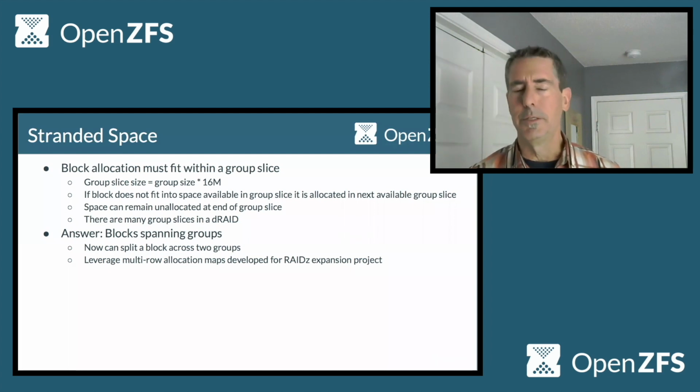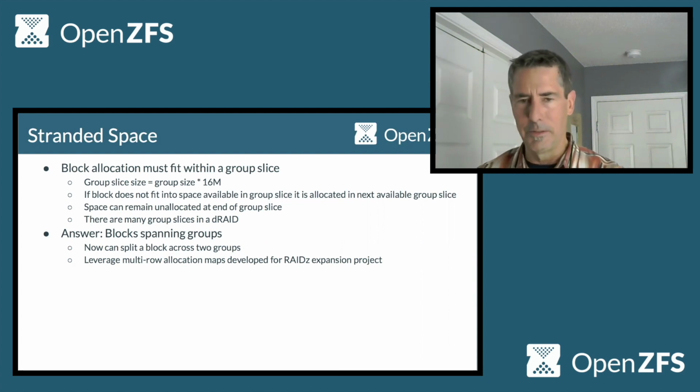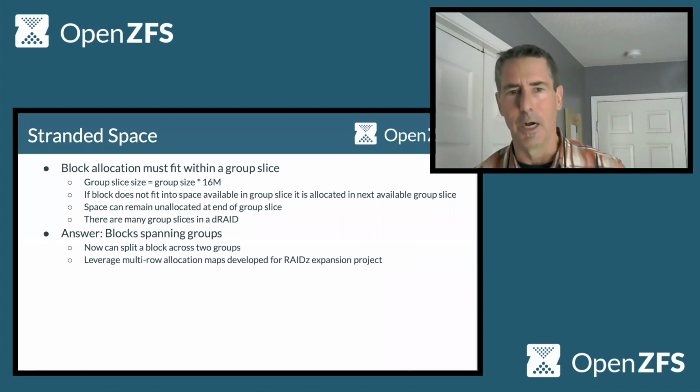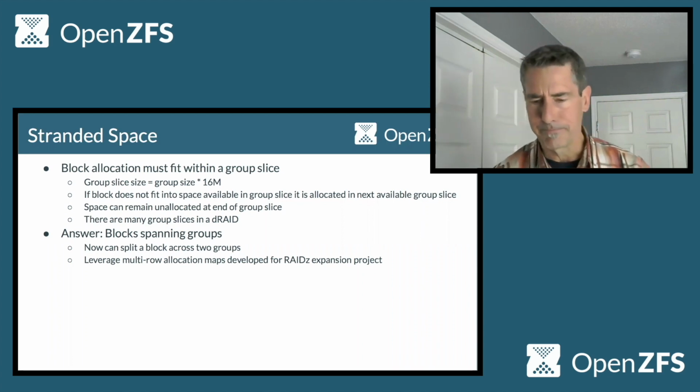That allows us to actually define a block pointer or block allocation unit that can span two separate groups. So the first row will say these columns reside on these set of drives, and the second row says, and the rest of these columns reside on this other set of drives. So now we can split a block across two groups, and so we can pack information and not have to worry about this problem. So this constraint goes away.